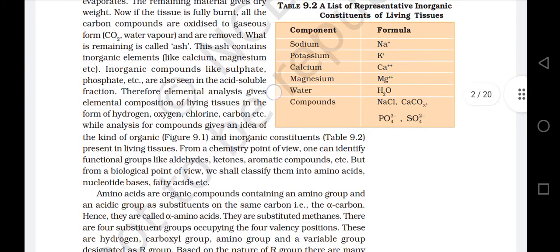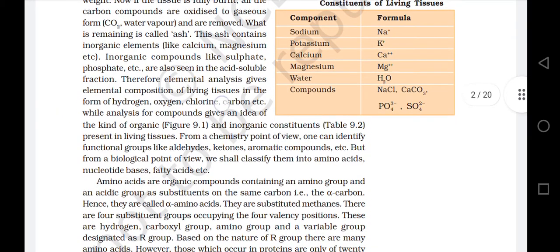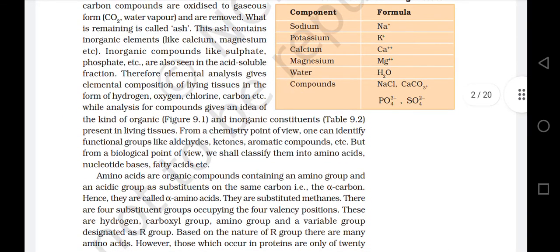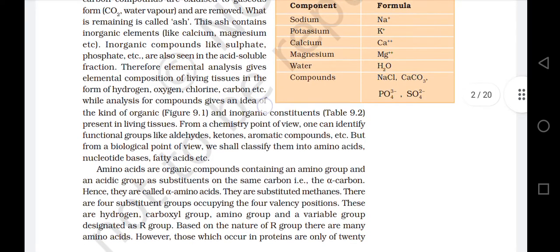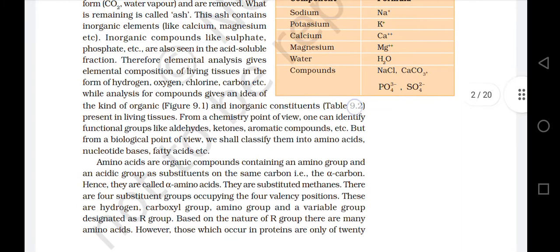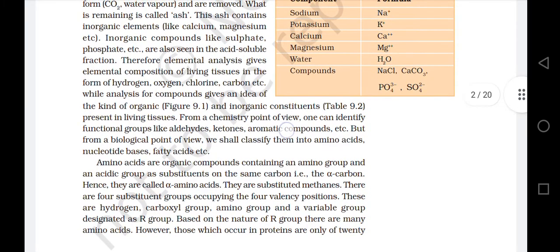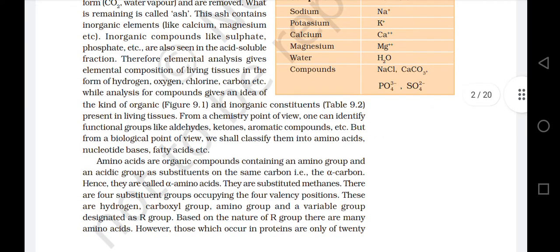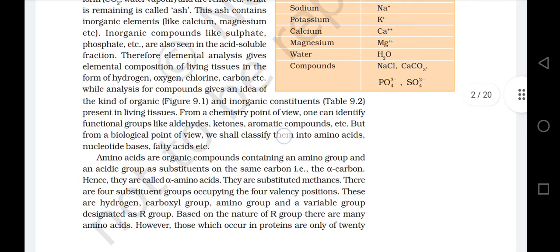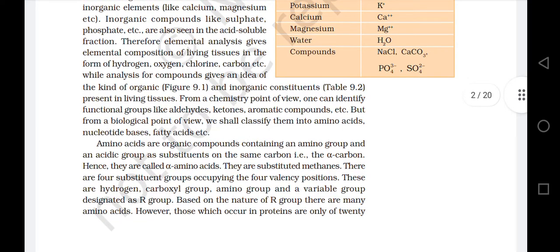Therefore, elemental analysis gives elemental composition of living tissues in the form of hydrogen, oxygen, chlorine, carbon, etc. While analysis for compounds gives an idea of the kind of organic and inorganic constituents present in living tissues, Table 9.2. From a chemistry point of view, one can identify functional groups like aldehydes, ketones, aromatic compounds, etc. But from a biological point of view, we shall classify them into amino acids, nucleic acids, nucleotide bases, fatty acids, etc.